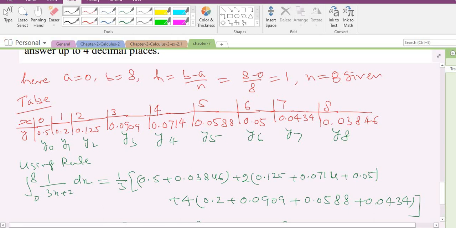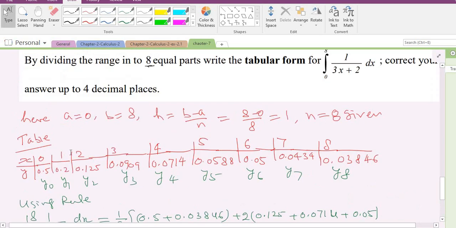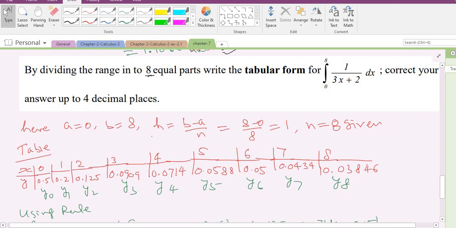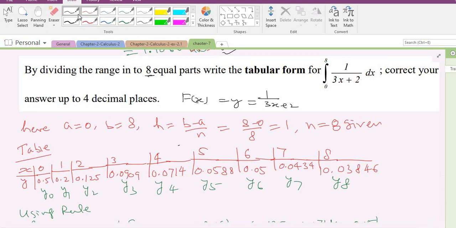So x is equal to 0. Again, what is f(x)? So f(x) means here y. So just again I am telling that one here. f(x) is equal to y is equal to 1 divided by 3x plus 2. Now check that one. When you calculate at x is equal to 0, y is equal to what? See that one here, 0.15. And again 0 plus h, h means 1.